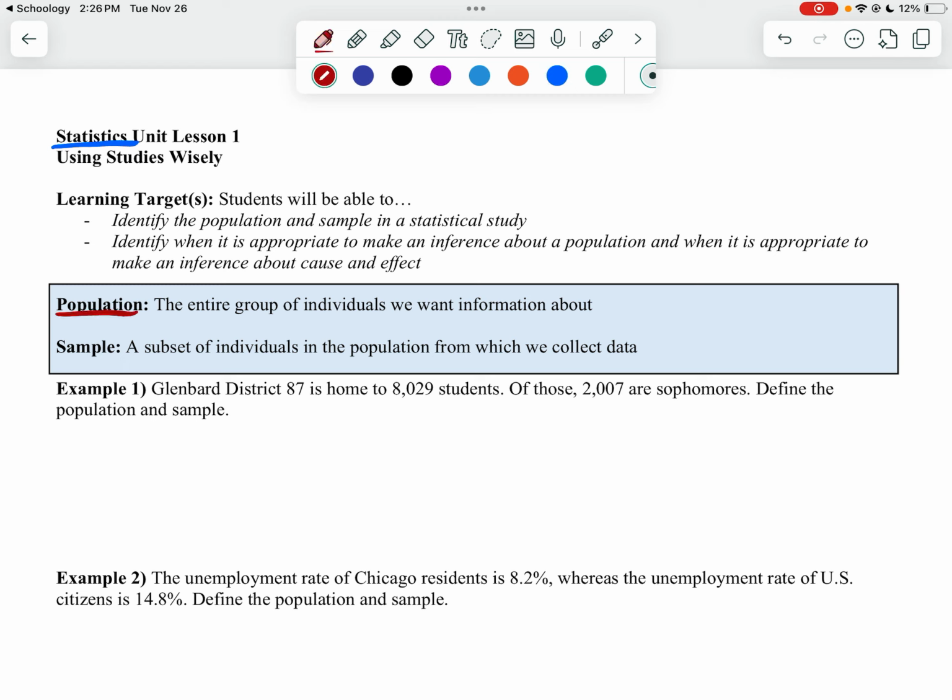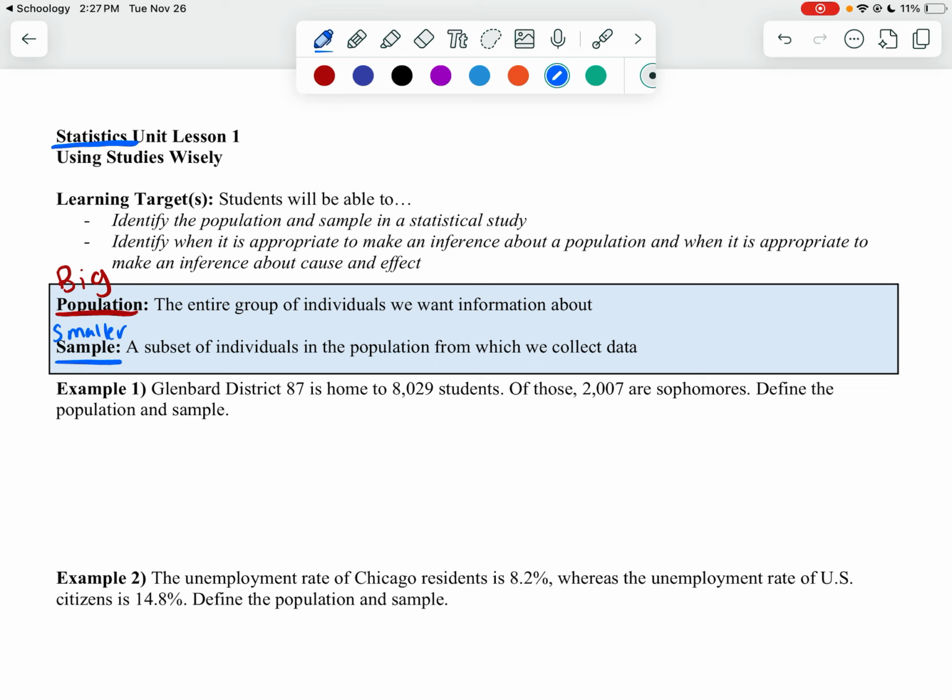So population is the entire group of individuals that you want information about, whereas sample is a subset or a smaller group in the population where you're going to get your data, okay? So this is like you're trying to make a study on something and get some information about like a group of people. So here's just what I want you to remember. Population is big. The sample is small. Just smaller, I should say smaller than the population. Okay, it's just a group in the population.